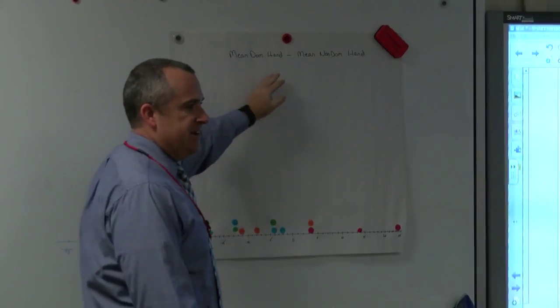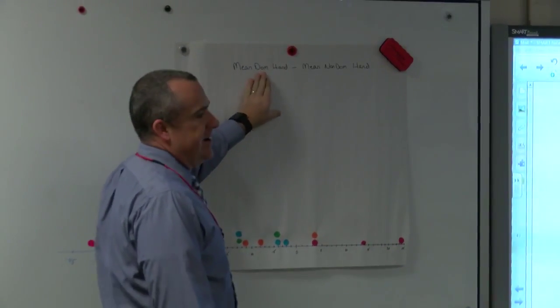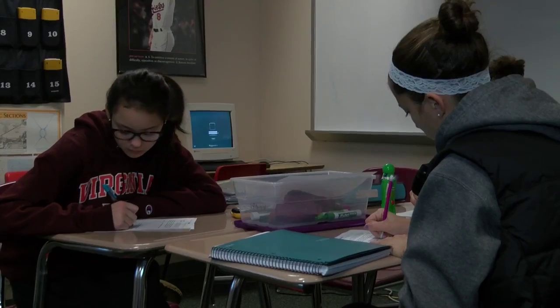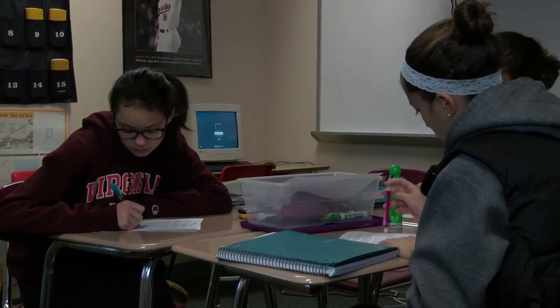So if you are a right-handed person, you're going to do the mean of the right hand minus the mean of the left hand. If you're a left-handed person, you're going to do the mean of the left hand minus the mean of the right hand.